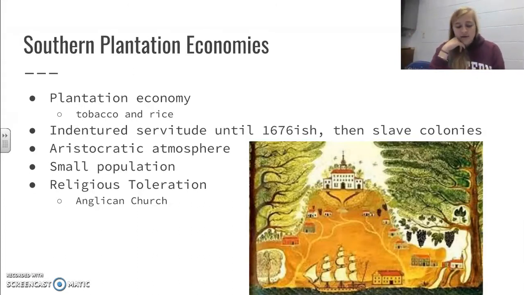And a lot of the South will be dominated by some form of religious toleration. When I say religious toleration, I do not mean all religions, I mean all Christian religions. The Church of England or the Anglican Church will be the most important in the South, and Catholicism will be mostly tolerated, unlike what we'll see in some of the northern atmospheres in the New World.